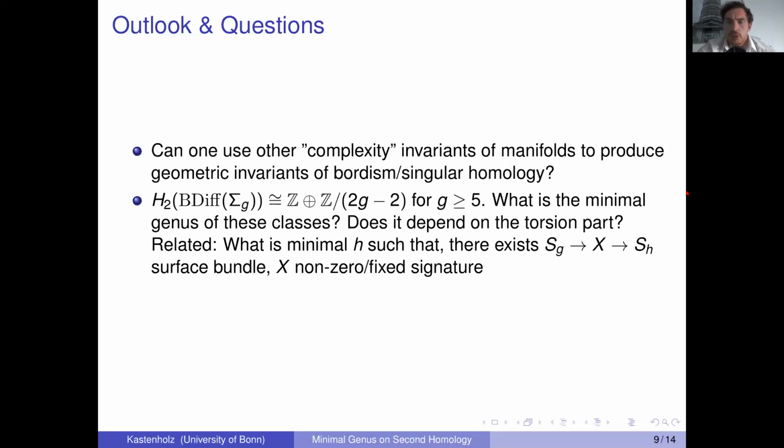And the dual question to that, which deals with the second cohomology here, has earned a lot of focus in the last couple of years. Namely, it is the question: what is the minimal genus such that there exists a surface bundle with genus G over the surface of genus H, such that the total space has non-zero, or say fixed, signature. And of course, this is like the dual problem because the second group homology here is generated by measuring this signature of the total space.